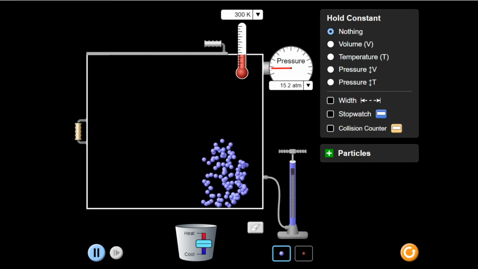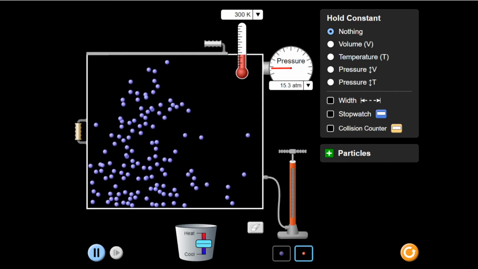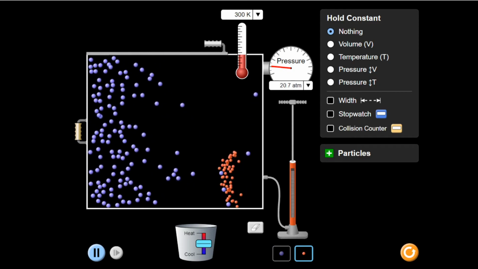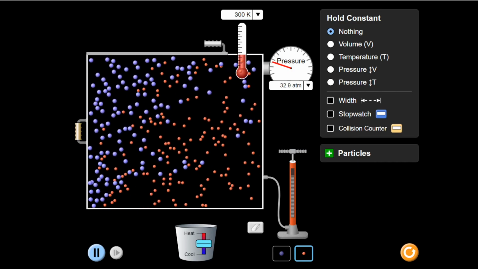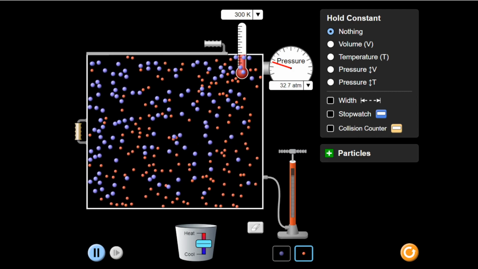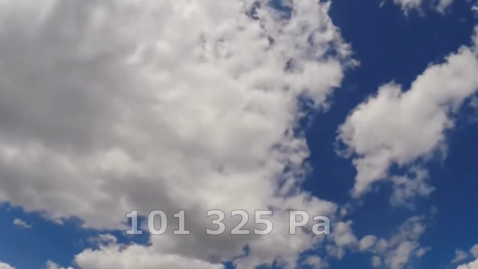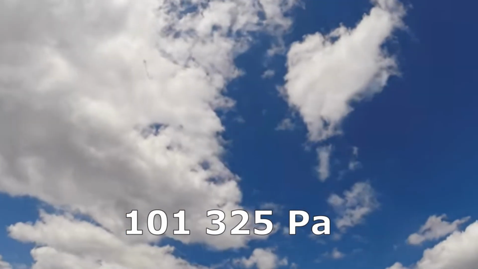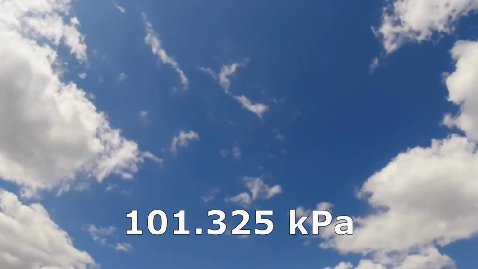Pressure in gases is transmitted by the force of a huge number of gas particles colliding with a surface. The SI unit for pressure is the Pascal, and since pressure is a force applied per unit area, a Pascal is 1 Newton per meter squared. Standard air pressure at sea level is 101,325 pascals, or 101.325 kilopascals.